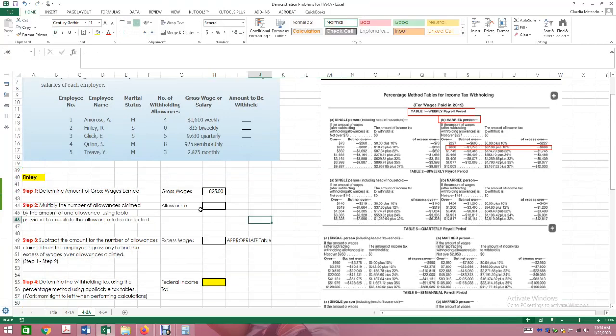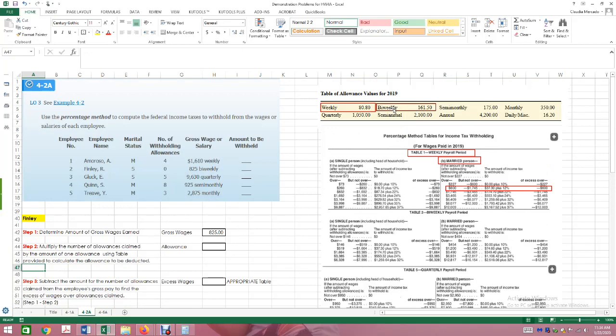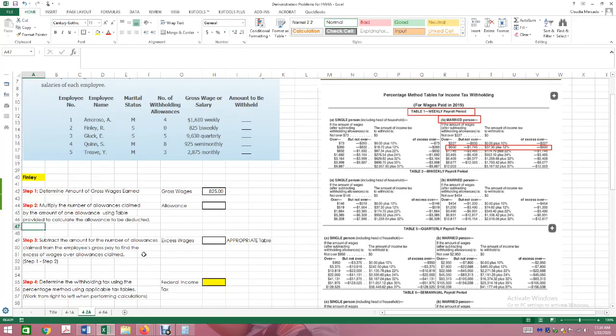And here I have Finley. Okay, that makes more sense. So Finley makes $8.25. Now Finley has 0 allowances and gets paid bi-weekly. The amount, according to the table, for the allowances is $161.50. So $161.50 times 0 allowances will give you 0. So this person is not getting any credit because they don't have any allowances. They're not claiming any allowances.